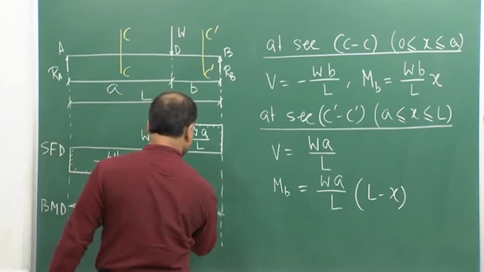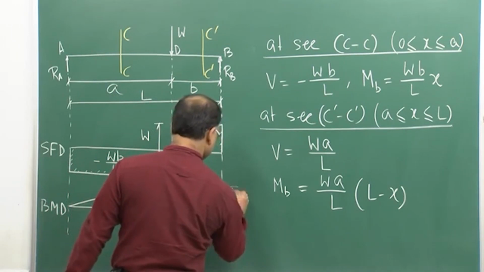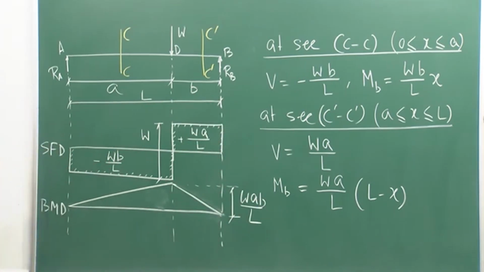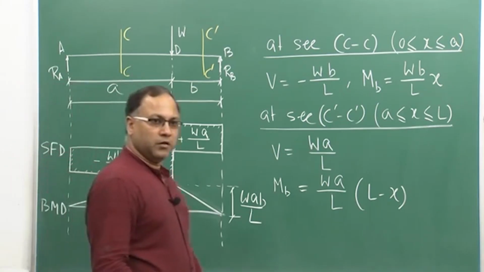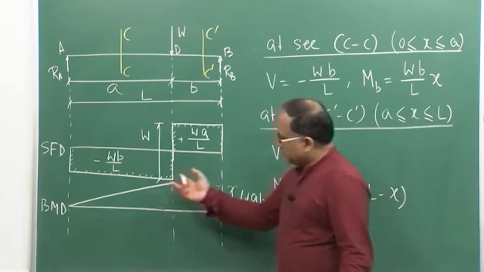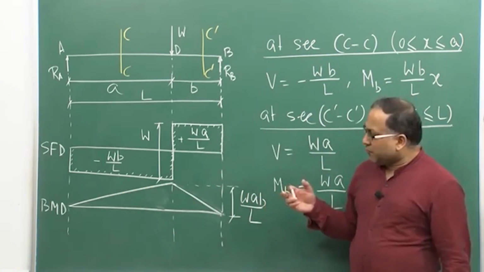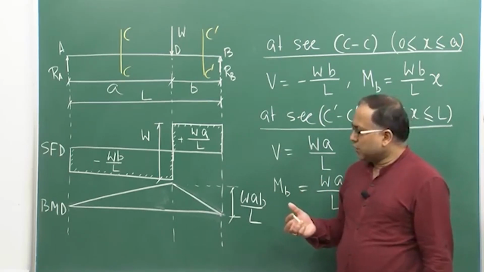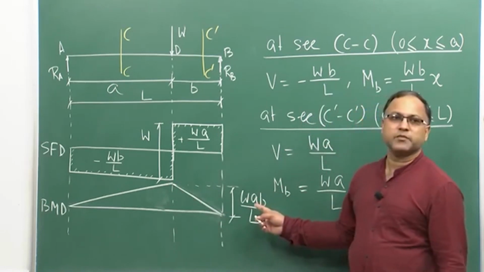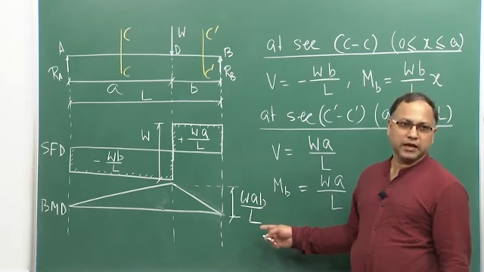So, this is Wab by L, okay. This is your bending moment diagram, understood. In this way we can get the complete picture of shear force variation and the bending moment variation for the whole beam. Now, the maximum bending moment is happening at this point, and the magnitude of the maximum bending moment is nothing but Wab by L.